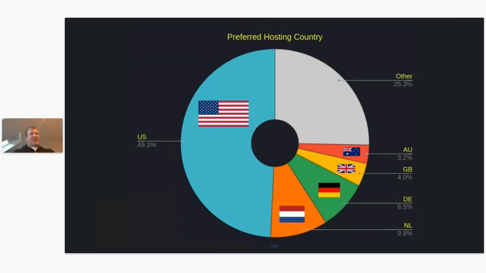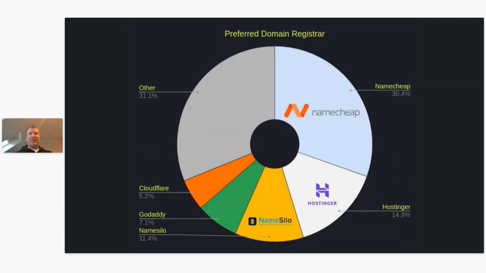We did look at preferred hosting country. I won't dwell on this one because it's not going to be a surprise to anyone that the vast majority of the infrastructure is hosted in the United States. I don't think that's anything specifically related to US hosting providers. I think it's just that most hosting providers have a presence in the States, and that's their default location, and that's why that is. So let's move swiftly on from that one to our final chart, which is preferred domain registrar.